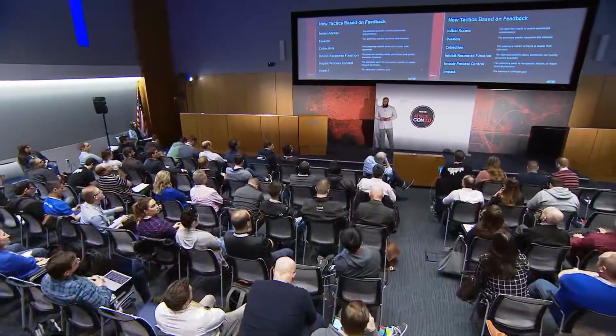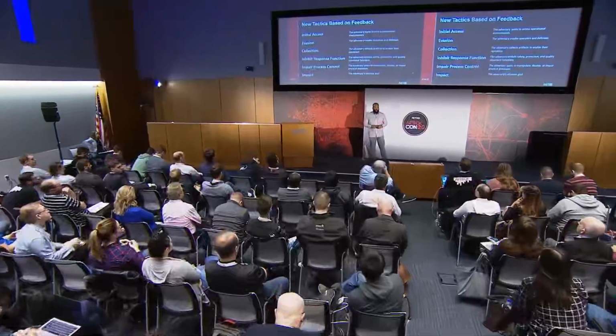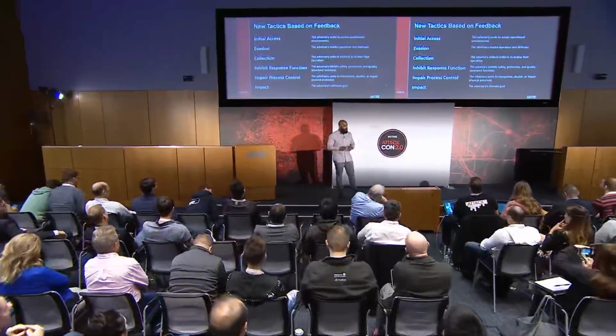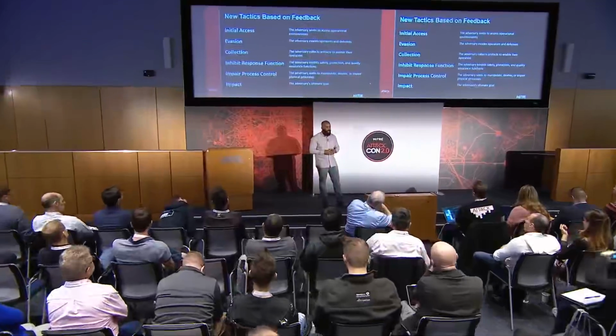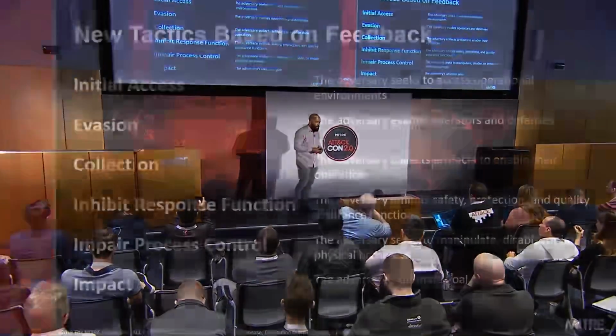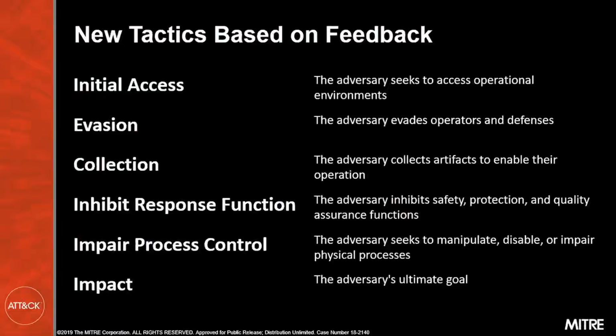So we've gotten a lot of good feedback, and that's helped us in terms of our tactic development. So we've included some new tactic categories that we think are really important to describing adversary behavior. Initial access is one. We want to know how the adversaries are making their way into OT environments. We want to know how they're inhibiting response functions. So that deals with safety, protection, quality assurance, and the like.